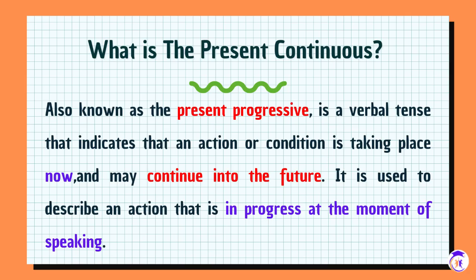First of all, what is the present continuous? Well, the present continuous, also known as the present progressive, is a verbal tense that indicates that an action or condition is taking place now and may continue into the future. It is used to describe an action that is in progress at the moment of speaking.